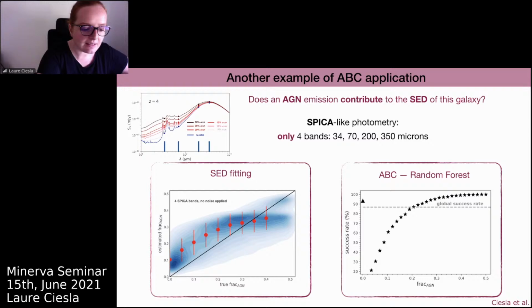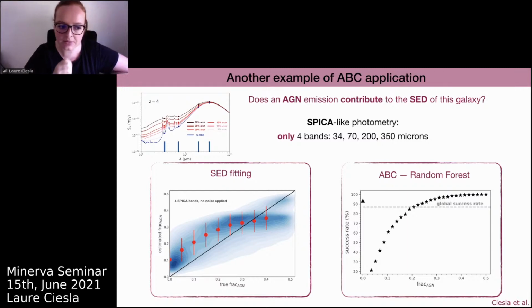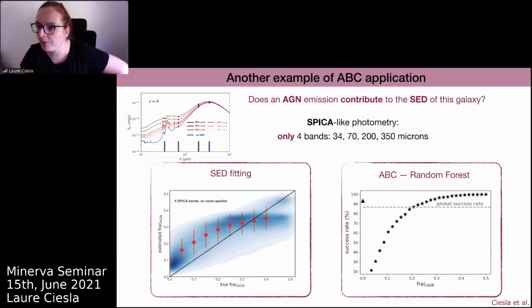And then you can see that if it was very well constrained, it would be on the dark black solid line. And you can see from the red points that there is a plateau at high values, and we are not close to the black line. So it's complicated with SED fitting. So I used the ABC method. In this case, I didn't use XGBoost, but random forest. It was perfectly fine to use that. And first, you can see that when your galaxy has no contribution of an AGN, so the 0 point on the x-axis, you have a success rate of more than 90%.